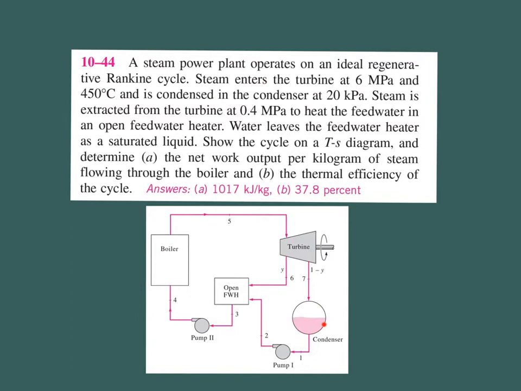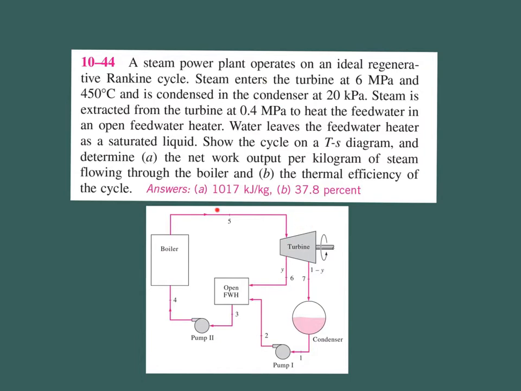The steam is extracted from the turbine at 0.4 megapascal. So you can see at the outlet of your turbine, there are two outlets here. And 0.4 megapascal is extracted to be heated up in this open feed water heater over here. And it says that water leaves the feed water heater as a saturated liquid. So you need to show this schematic diagram on a TS diagram, and then afterwards you need to determine the network output per kilogram of steam and the thermal efficiency of the cycle.